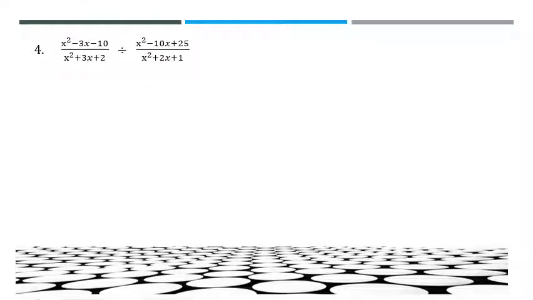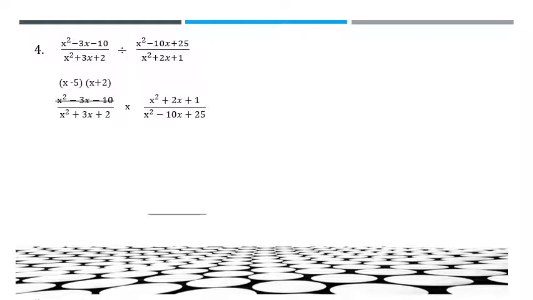Number 4: x squared minus 3x minus 10 over x squared plus 3x plus 2 divided by x squared minus 10x plus 25 over x squared plus 2x plus 1. Copy, then change the sign and take the reciprocal. The factors of the first are quantity x minus 5, quantity x plus 2. Then this one, quantity x minus 5, quantity x minus 5. Then cancel out the x minus 5.